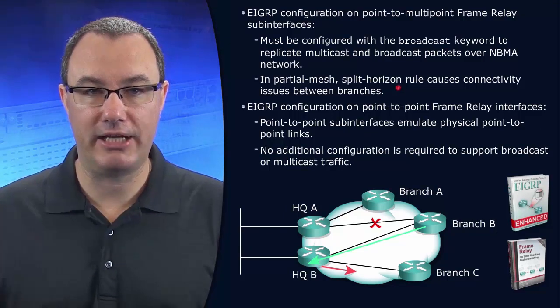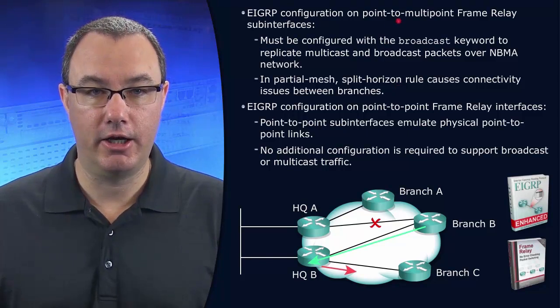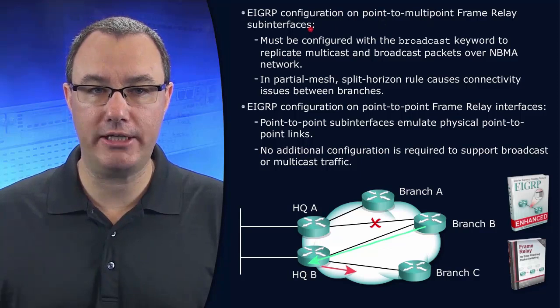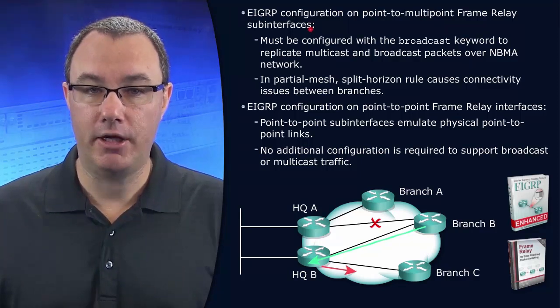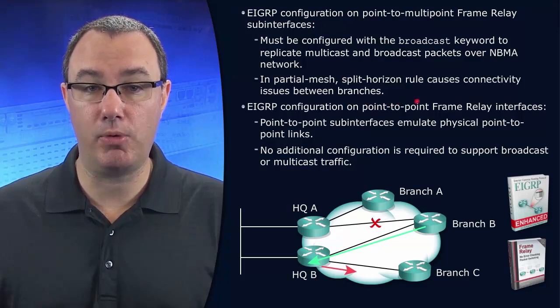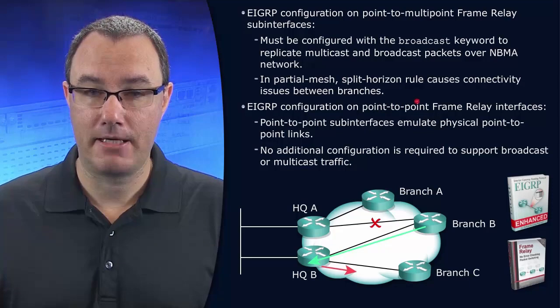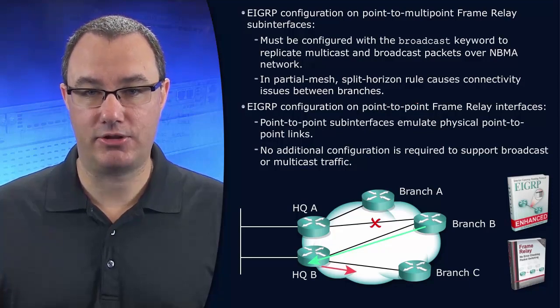Now, this really only happens on one kind of EIGRP interface, a point-to-multipoint sub-interface. If you configure EIGRP on the major interface, this is not a problem. Additionally, if you configure EIGRP on point-to-point sub-interfaces, it's not a problem either. So, let's see this in action.